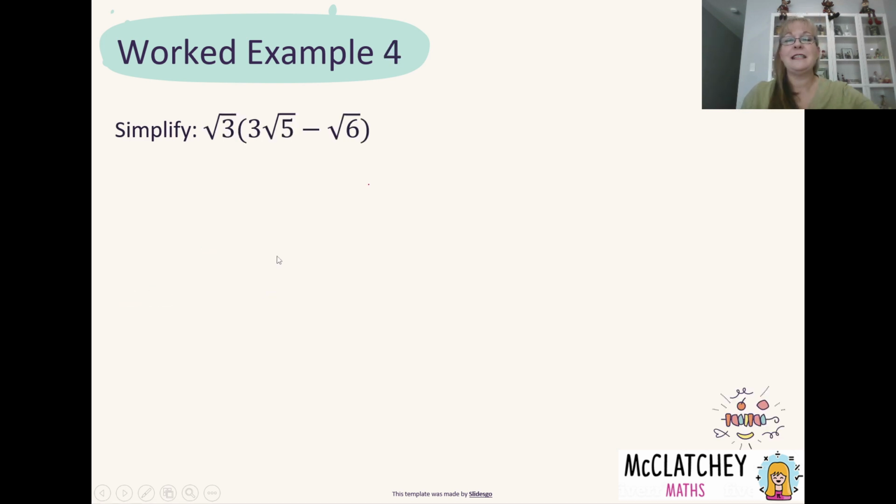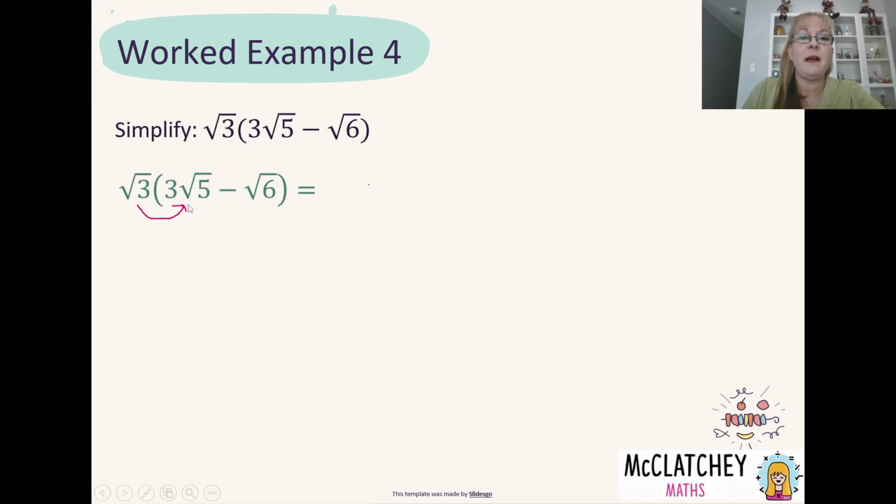Here's our fourth example today. We've just stepped this up in a little bit more complexity with those brackets. Now here is where I have to remember the distributive law, which means I'm going to multiply this surd by this surd, and then this surd by this surd. This is how we expand single brackets. So we're building on some of that algebra knowledge we've got going back to grade 7. So it's going to become 3 root 3.